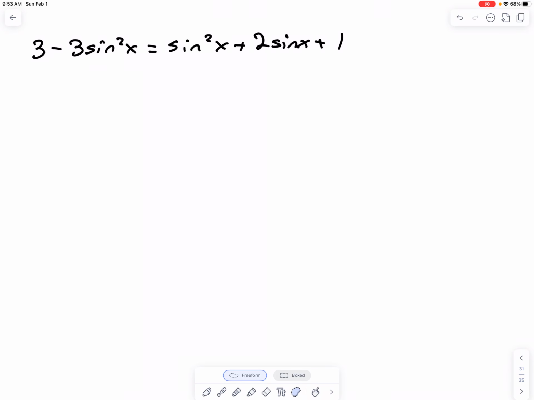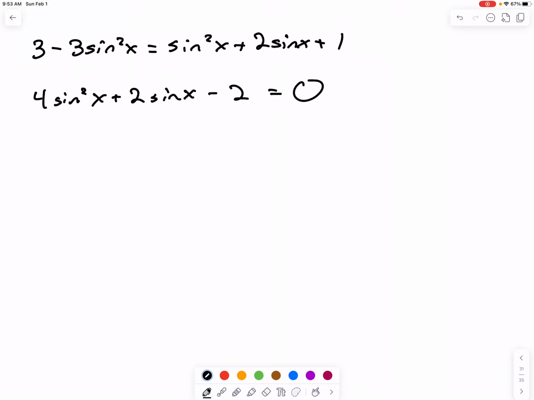We're going to set it to 0, so I'm going to move everything to the right-hand side. So that's going to give us 4 sine squared x plus 2 sine x minus 2 equals 0. Okay. So it looks like we can factor out a 2 from everything. That's going to give us 2 sine squared x plus sine x minus 1 equals 0. Right, divide everything by 2. This looks similar to what we had before.